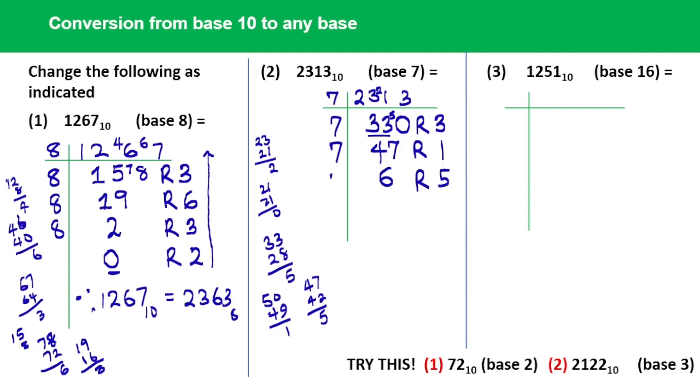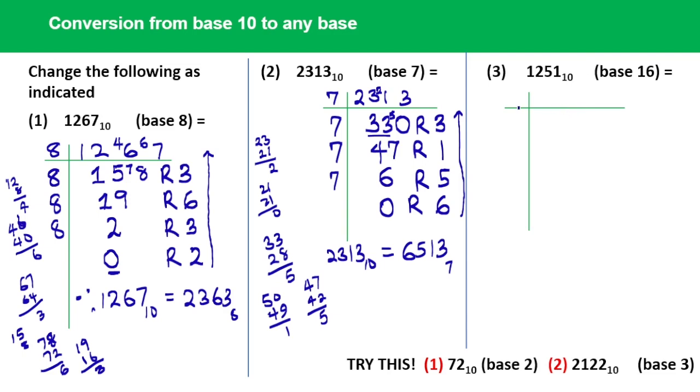Repeat the process again. 7 in 6, that's 0. Since this 6 was not divided, we'll move it here as our final remainder. Therefore, my answer, starting from the bottom to the top, to 2313 base 10 is equal to 6513 base 7.